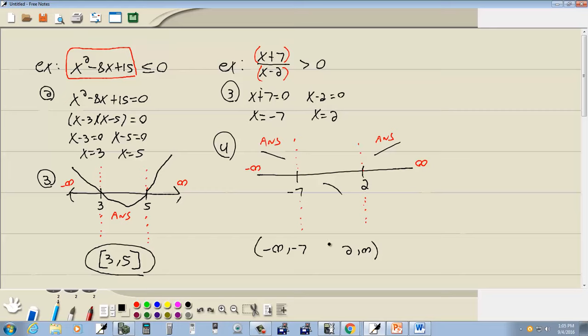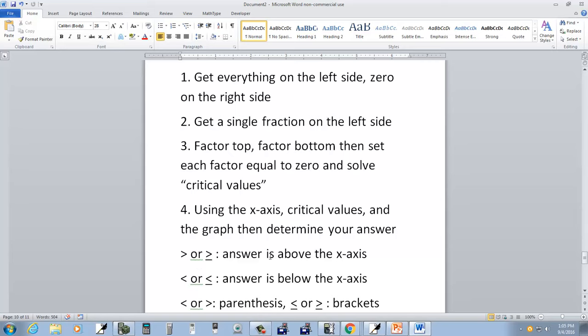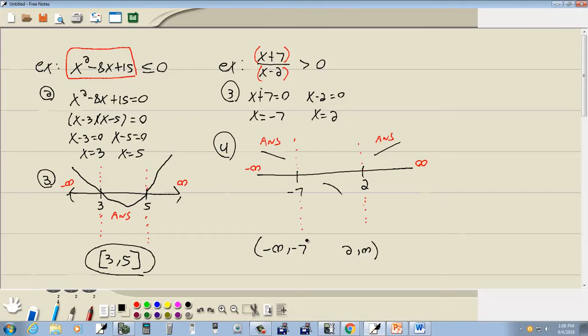Infinities always have parentheses on them. This is a greater than. Greater than tells us that we use parentheses, which means I put parentheses on these. If you got 2 or more intervals, you connect them with a union symbol. In some books, they have you put an or there, but that would be our answer.